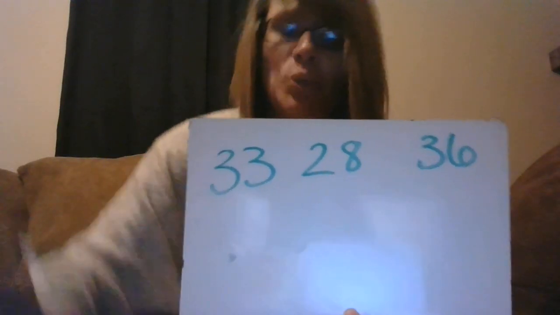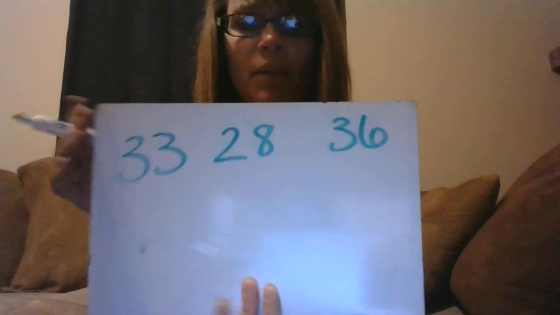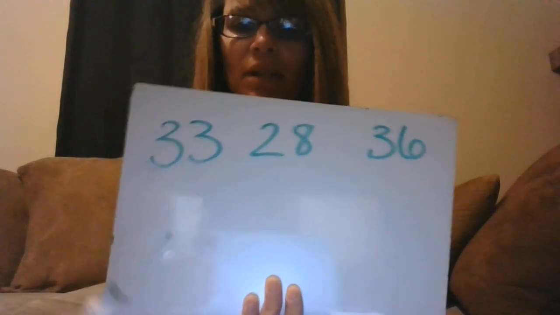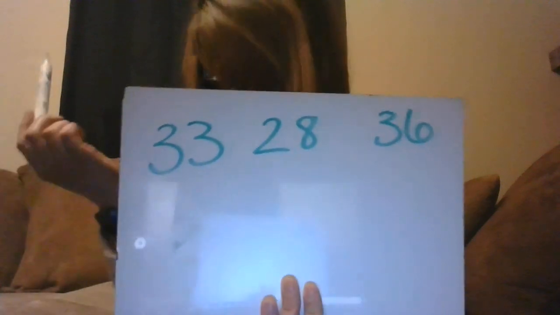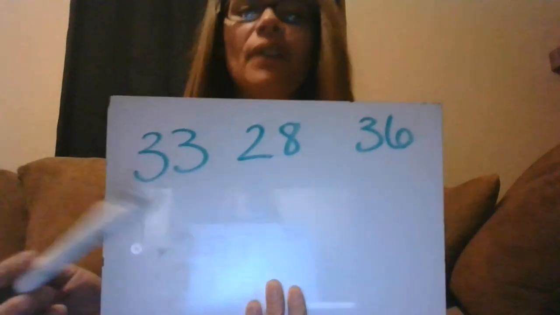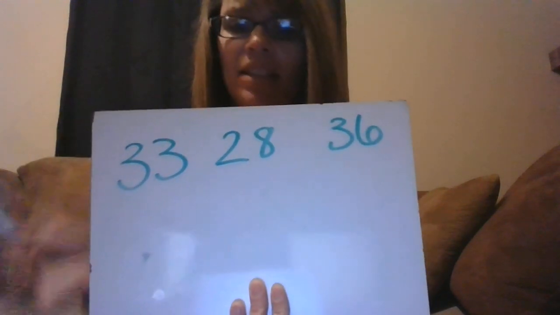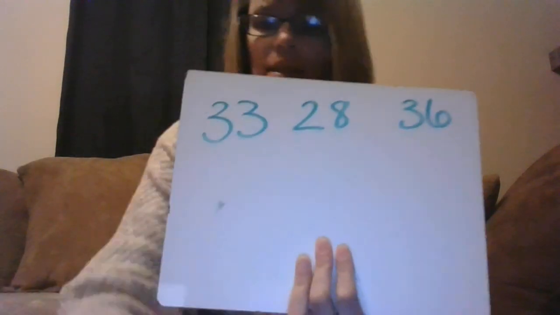Okay, this time I gave you three numbers. So on your paper, I want you to put these numbers in order from your greatest number to your least number. Okay, so put them in order from your greatest number first to your least number at the end. So greatest to least.